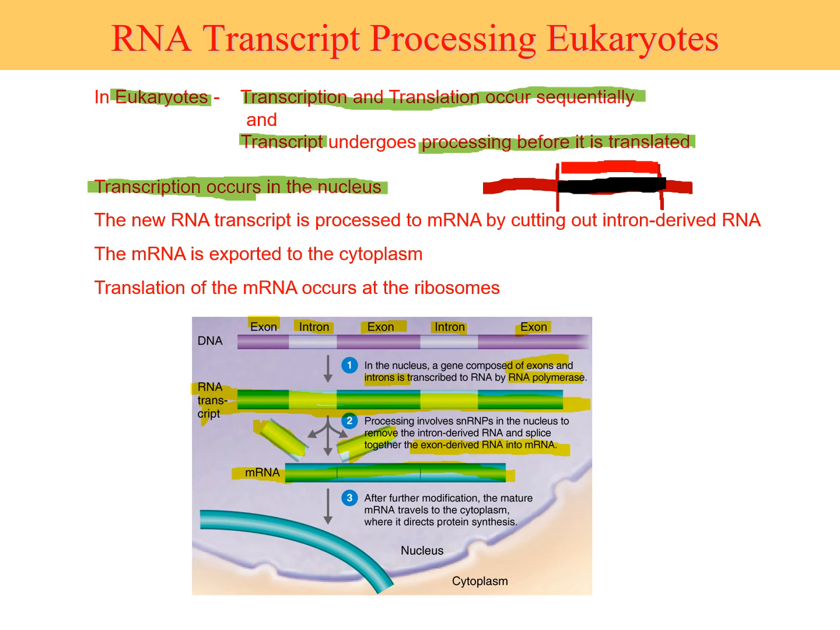And then that leaves the nucleus. All of this area in purple is the nucleus. Here they're showing that all these things occur in the nucleus. Then the messenger RNA leaves the nucleus and goes into the cytoplasm to the ribosomes. So it has to undergo that processing, cutting out of intron-derived RNA. The message gets exported to the cytoplasm and goes to the ribosomes.